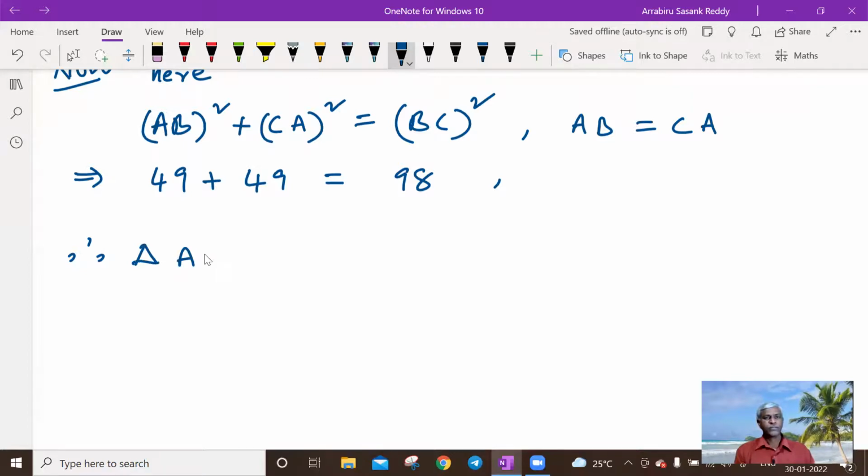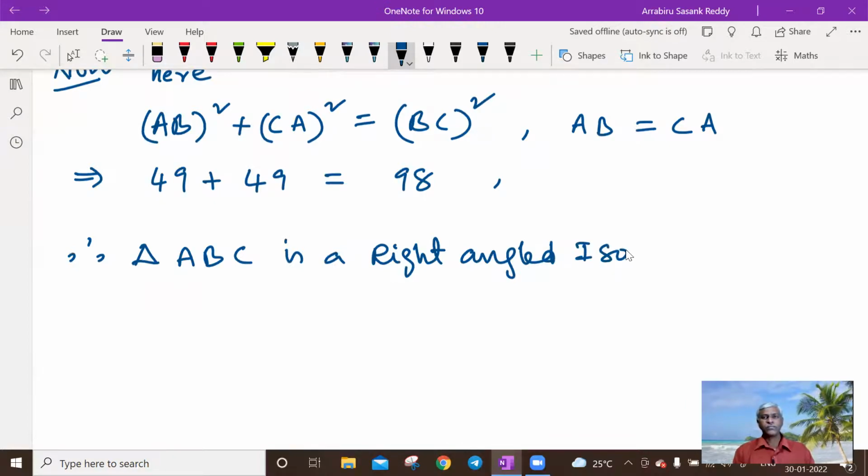Triangle ABC is a right angled isosceles triangle.